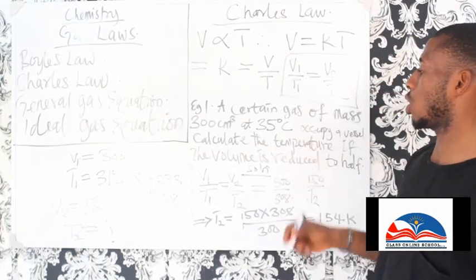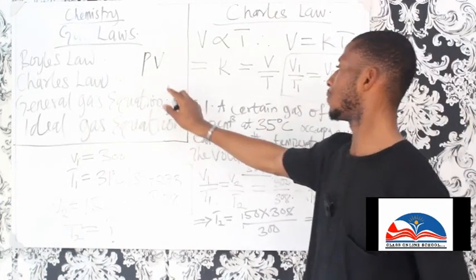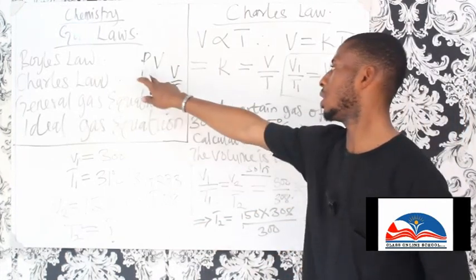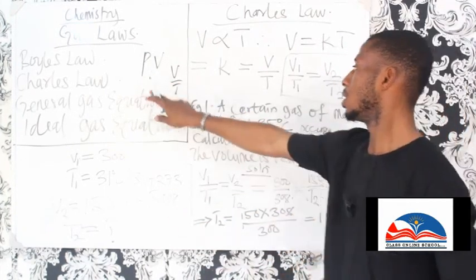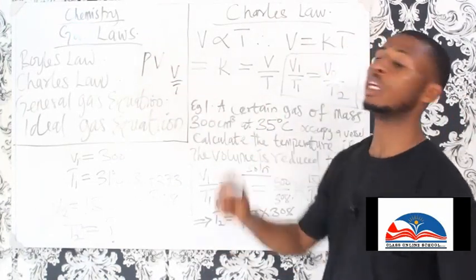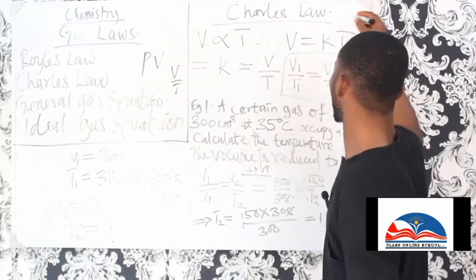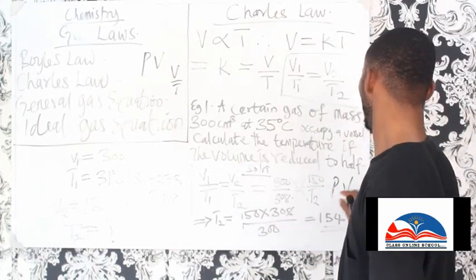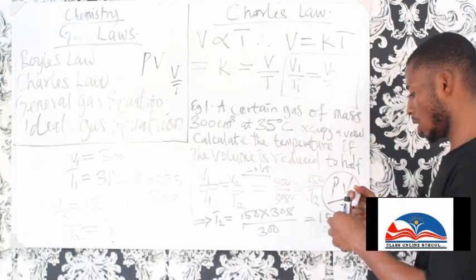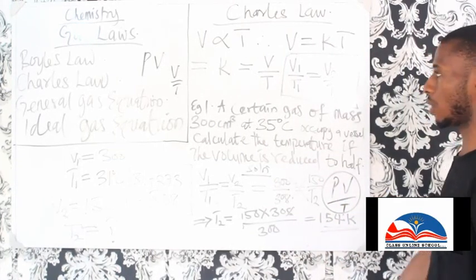If you check Boyle's Law, we have PV, and for Charles's Law we have V over T. Now, P and V are for Boyle's Law. V and T are for Charles's Law. Now, V is appearing in the two. So what we do, we have to use one V. That will give us PV over T. And this is the formula for the gas equation.